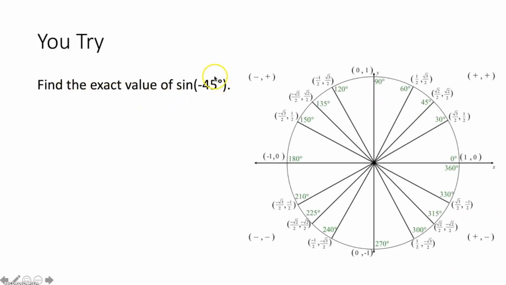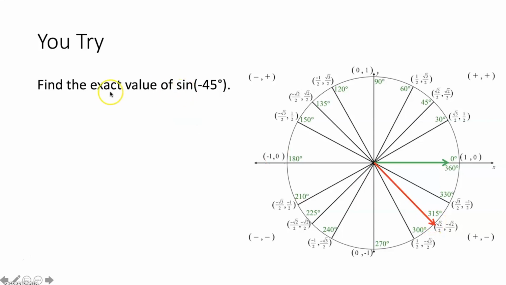So the first thing we're going to do is draw our negative 45 degree angle in standard position, meaning we're going to draw a ray, our initial side, on the positive x-axis. Now our terminal side, we're going to rotate clockwise this time because it's a negative 45 degree angle. So instead of rotating counterclockwise like we do for positive angles, we're going to rotate clockwise. And we rotate clockwise 45 degrees until we end up with our terminal side right here.